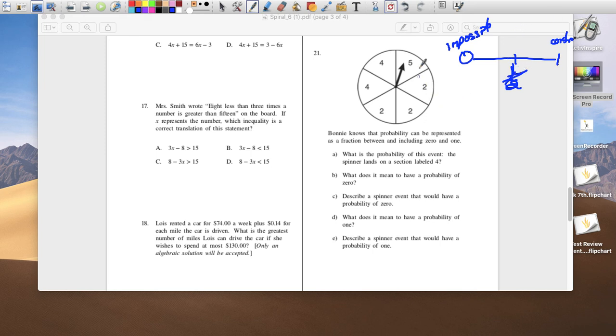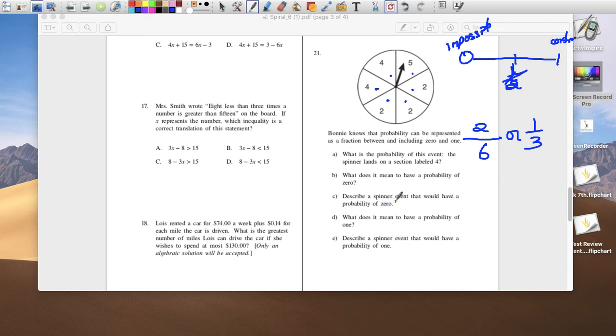What is the probability of this event? The spinner lands on a section labeled 4. Well, there are 2 sections labeled 4 out of how many? 1, 2, 3, 4, 5, 6, so 2 out of 6, or 1/3. What does it mean to have a probability of 0? An example would be the spinner landing on the number 3. In this case there is no number 3, so the probability of that happening is definitely 0.